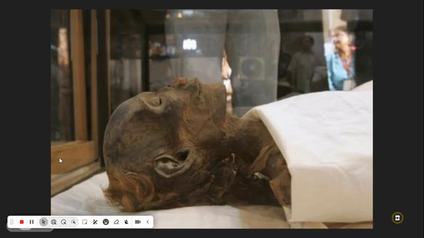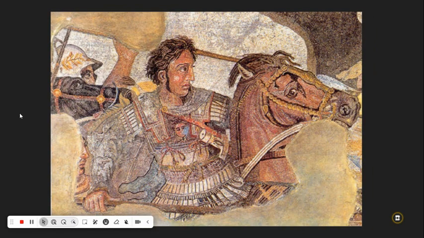This is a mummy that I have actually seen before in the British Museum, and they called him Ginger for obvious reasons. And so, talking about Egypt, you can talk about the petroglyphs and all of this really cool stuff that happened in Egypt. Okay. We also have Alexander the Great and how he conquered a lot of this area and also ancient Asia as well.